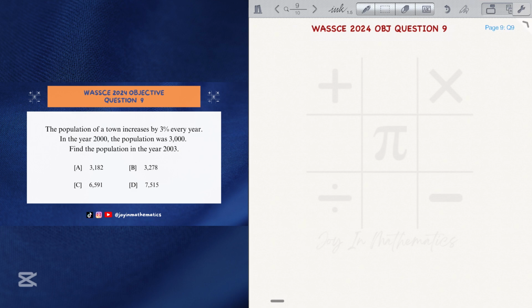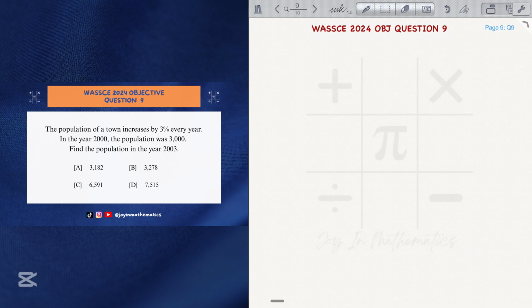And now let's proceed to question number 9, WAEC 2024 objective question number 9. The question says the population of a town increases by 3% every year, and in the year 2000 the population was 3,000. Find the population in the year 2003.